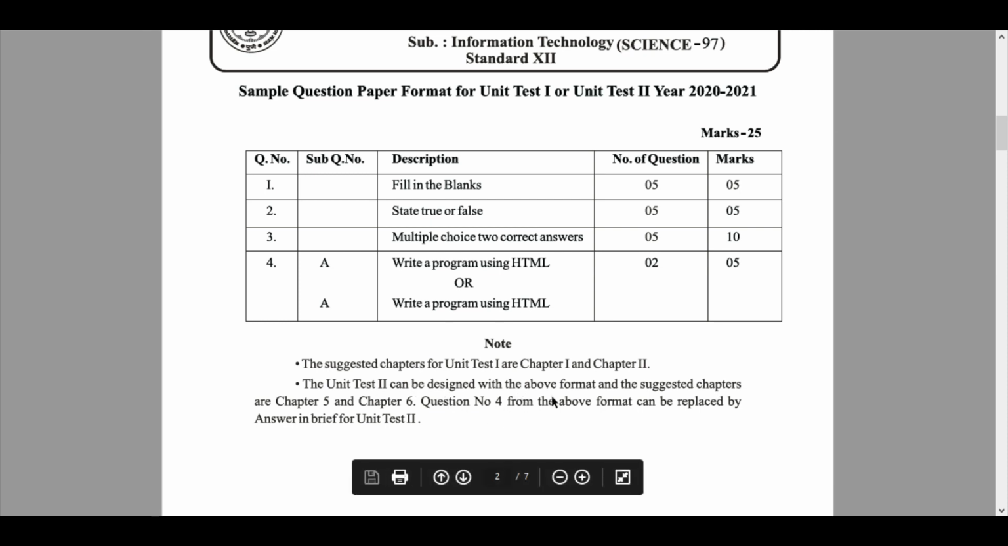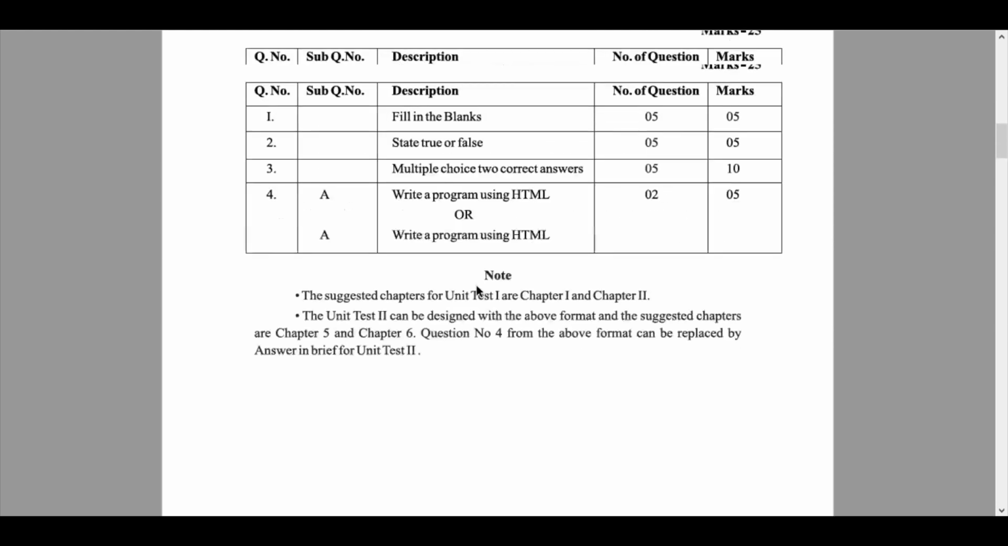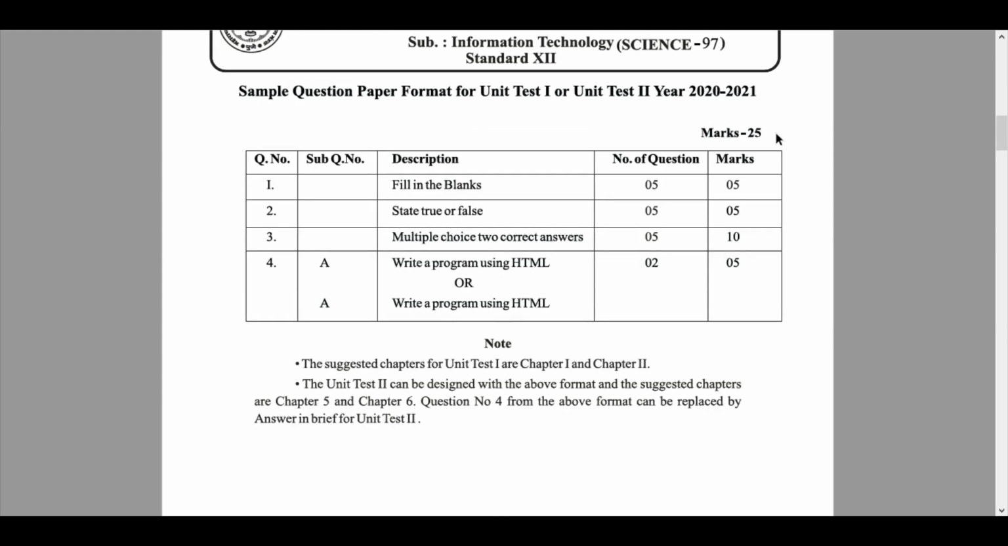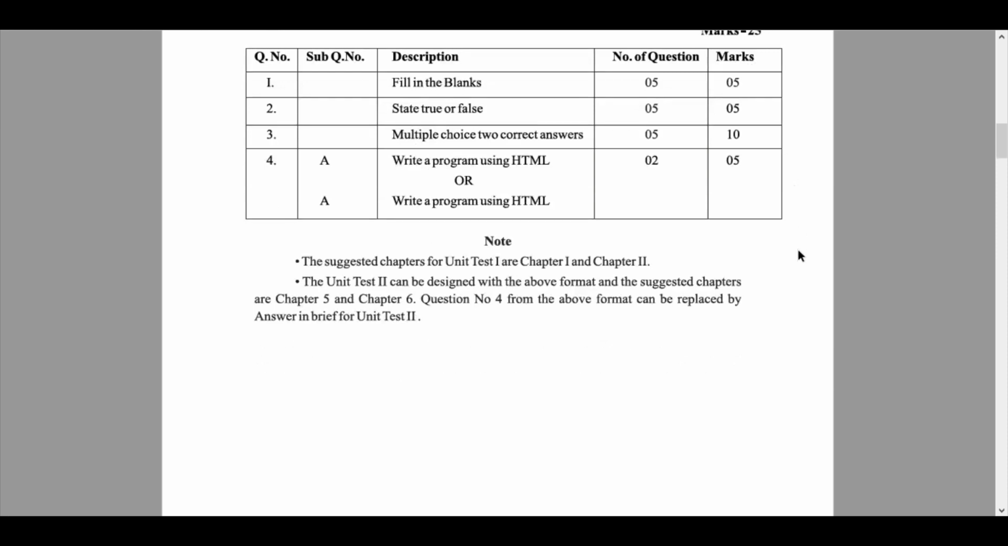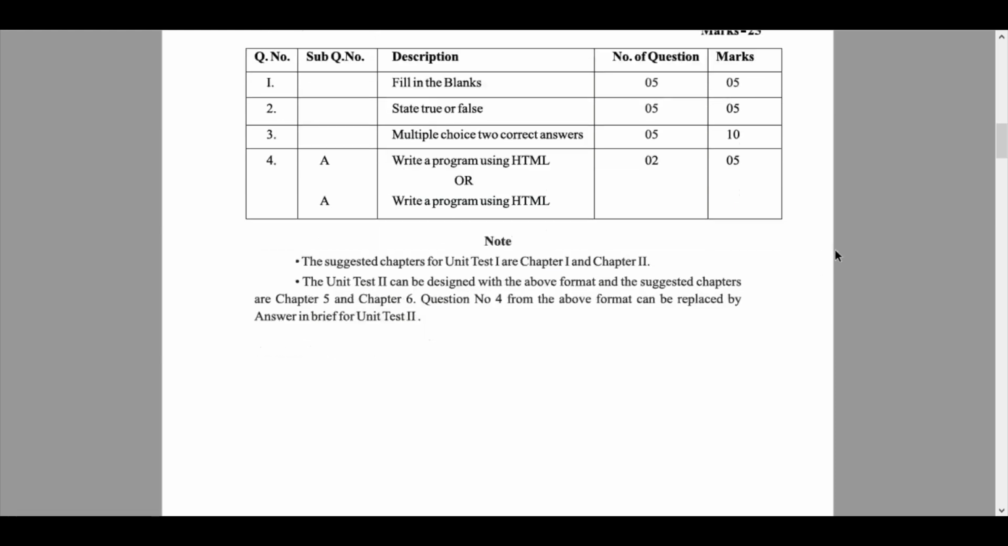Question number 4 from the above format can be replaced by answer in brief. As I said, answer in brief can be used as subjective content for unit test 2. So these are the exceptions. These were for our 25 marks examination. Then we slowly move forward to our next mark distribution, for our terminal examination, that will be for 50 marks total.